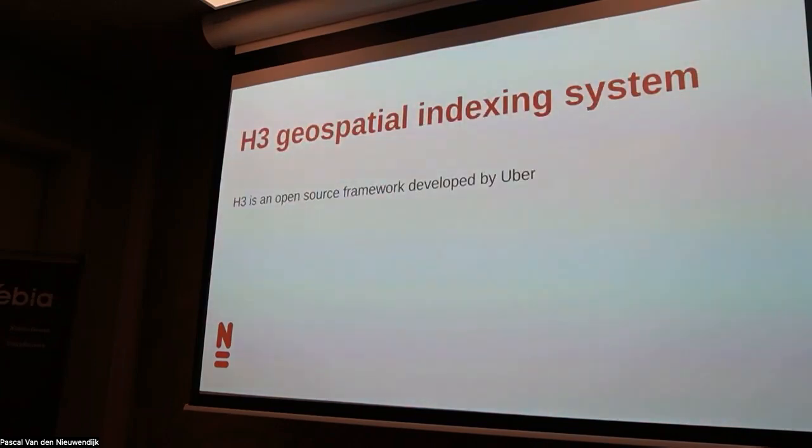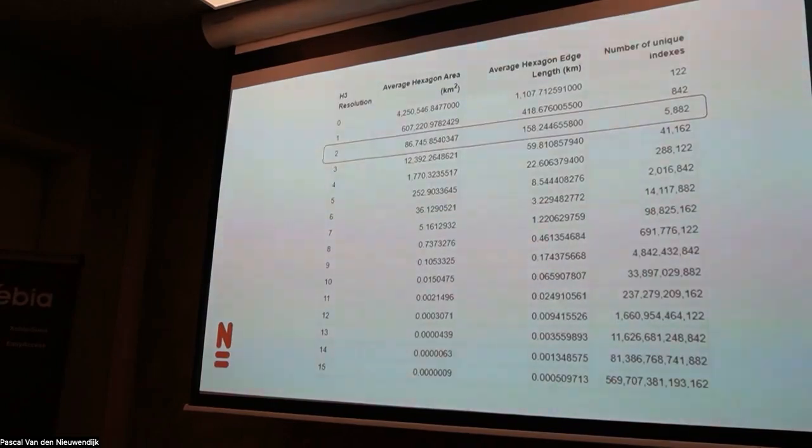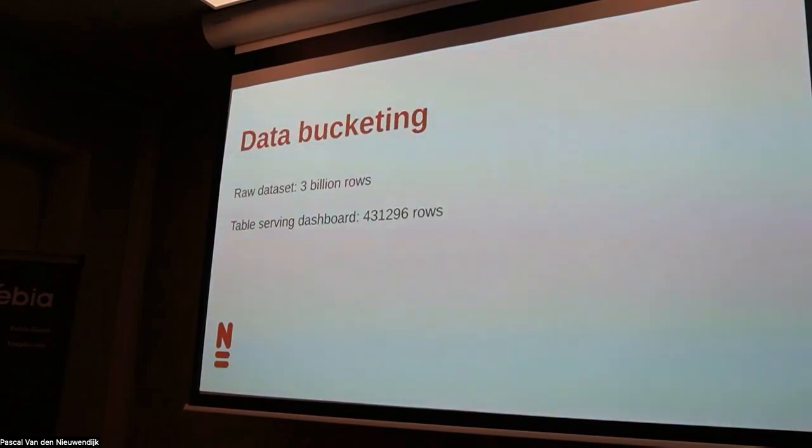And for that, we use the H3 geospatial indexing system. It's created by Uber. And they basically divide the surface of the Earth in hexagons, like you see on the image, in different resolutions. And for this use case, we use resolution 2. So 3 billion records is a lot of data to go through. So we use aggregations to make it fast enough for a dashboard.